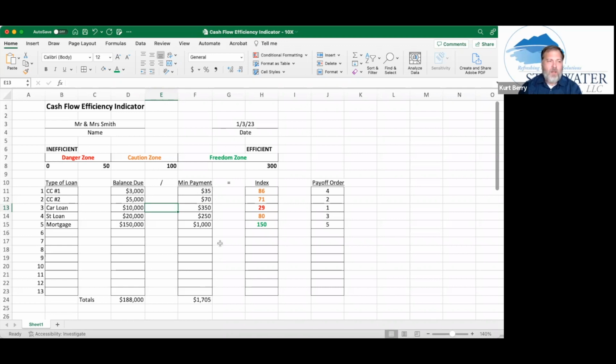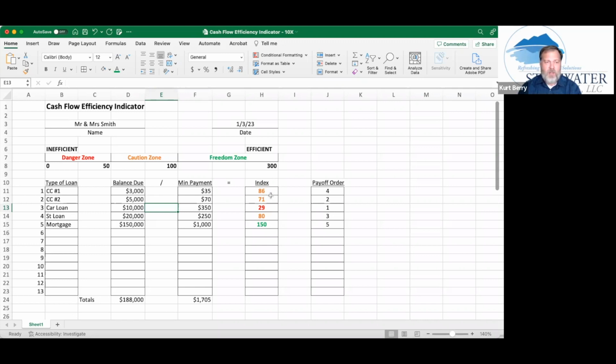And then what the cash flow efficiency indicator does is it will give us a score. The score is just taking the balance and dividing it by the minimum payment, and that gives us a number. Basically, if you had no interest, how many months does it take to pay the balance off if you're paying this much a month? So in this case, credit card number one would take 86 months to pay off if there was no interest being charged, at $35 a month, paying off $3,000. So we can see how that works, and we get a number for each of those.